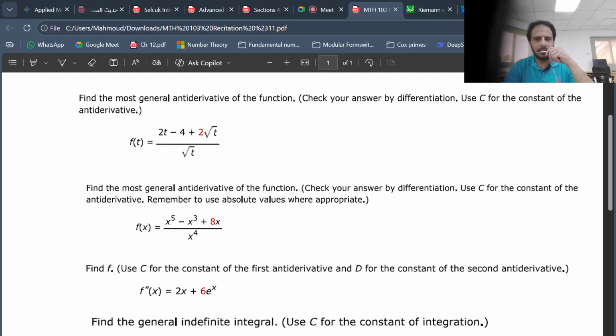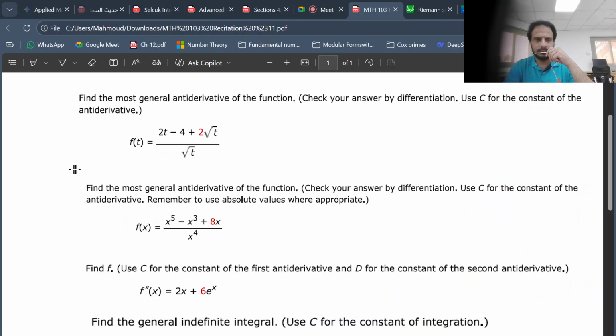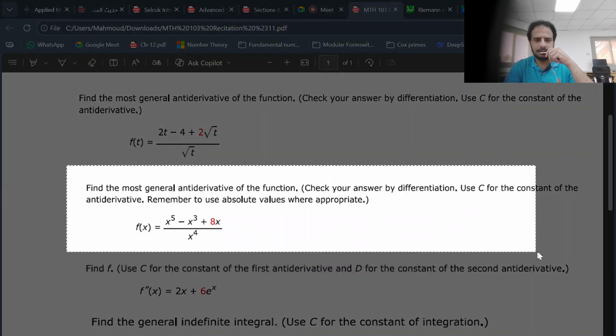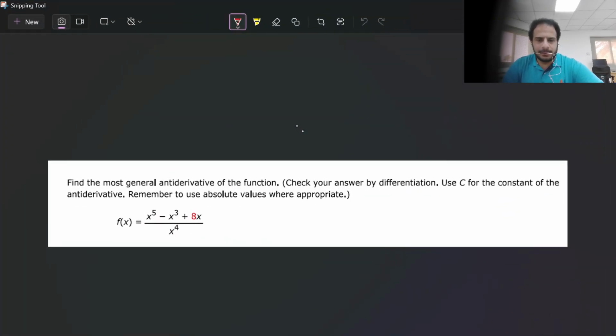Now let's solve this one. Find the most general antiderivative of the function. Same idea. Check your answer by differentiation. Use C for the constant of the antiderivative. Remember to use absolute values where appropriate. So here f of x equals this. What's the first step?